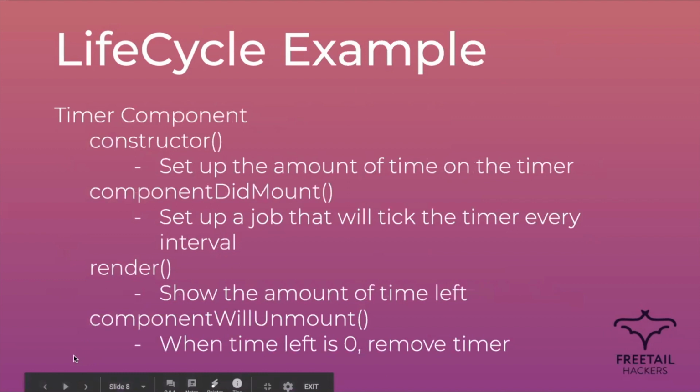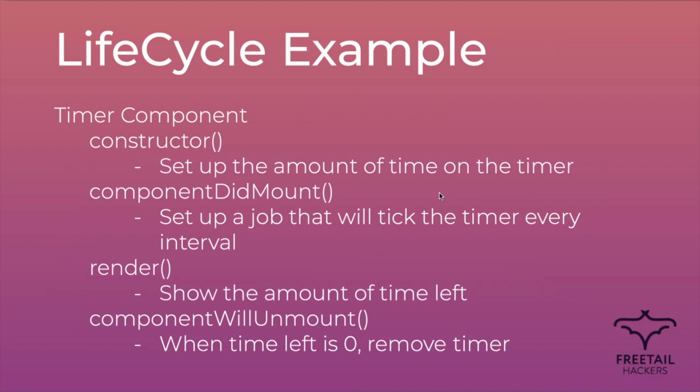So a simple example, not even with pseudocode really, but just what kind of things you would put in each method. If we had a component for a timer, in the constructor, we might take in a parameter of props, of time we want to set on the timer. So let's say 15 seconds. I would set that time there. In componentDidMount, I'm going to set up a job that will set an interval to decrement the amount of time left every 1 second. So this might just run in the background, and after every 1 second, my state will update and the amount of time will decrease by 1.